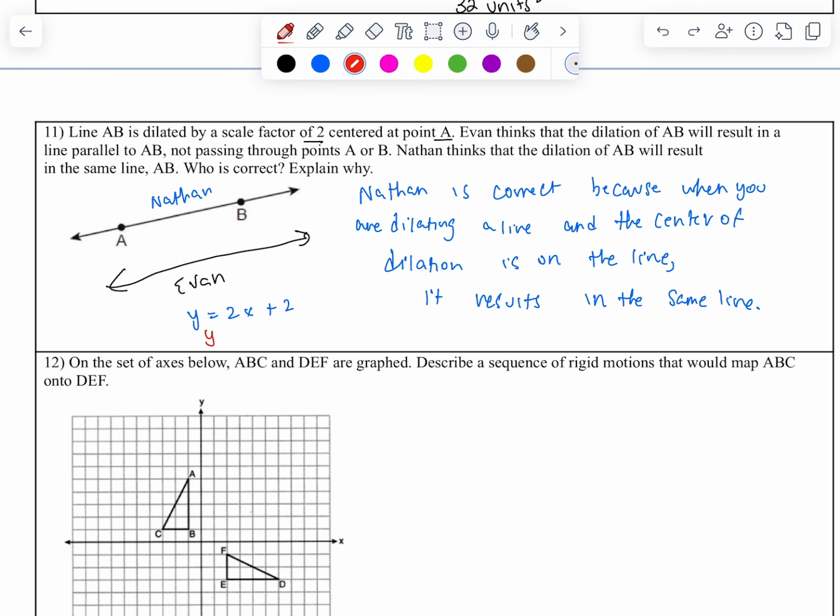I'm trying to write y prime, but my pen's being weird. We would keep the slope because dilations preserve parallelism and make parallel lines. And then we could take the y-intercept and multiply it by the scale factor, which is 2 here. 2 times 2 is 4. And that would be the dilated line equation if you were centered at the origin. So if we were centered at the origin, Evan would be correct that it would be a parallel line, but it would be like a separate line.